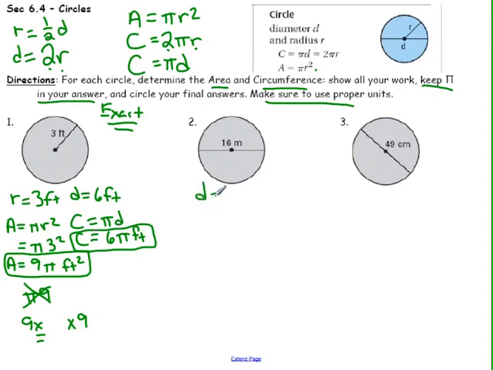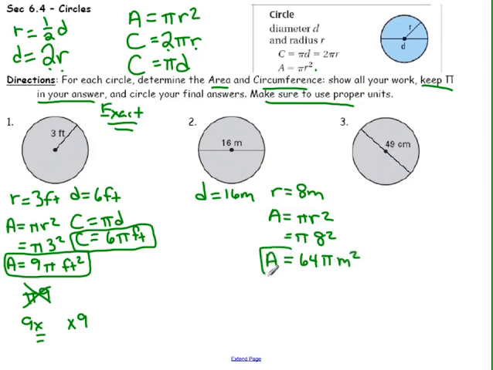Number 2, we have the diameter equals 16 meters. My radius is going to be half of this, which is 8 meters. I'll find my area. I'll put that under the radius. Area equals pi r squared. So that'd be pi times 8 squared. 8 squared is 64, so I have 64 pi square meters. That's my area. Next, for my circumference, I'll write that under the d. Since I have my diameter, I'll just say that's pi d. So in this case, that's going to be 16 pi meters is my circumference.